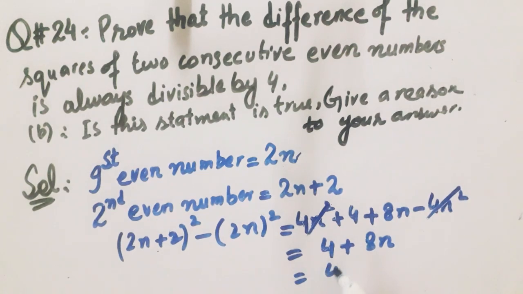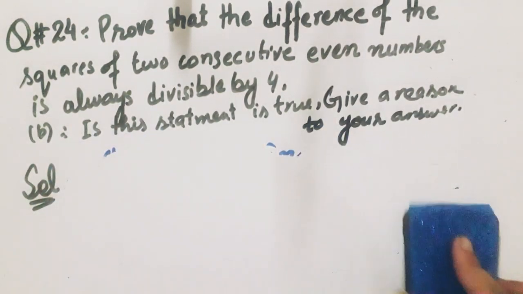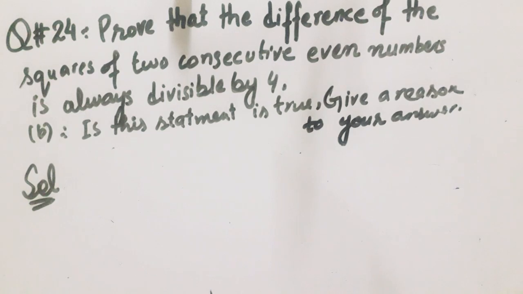Now we will take 4 as common and the remaining is 1 plus 2n. Now this number is a multiple of 4. It means it is divisible by 4, because this number is multiplied by 4. Now we will solve the B part of this. The B part is: is this statement true, give a reason for your answer. So we will solve the B part to give the reason for this question.